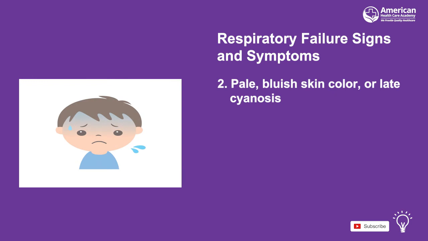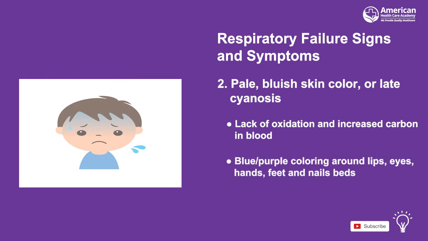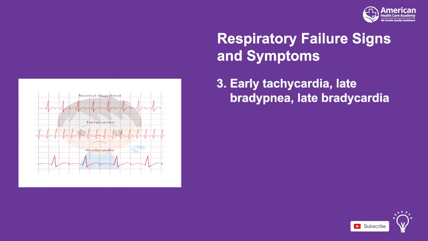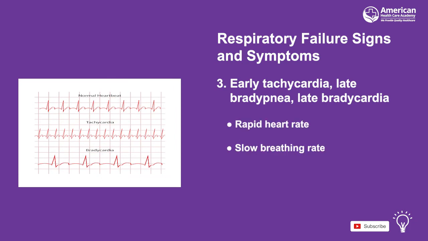Pale or bluish skin color, or late cyanosis. Lack of oxidation and increased carbon in the blood makes it possible for blue or purple coloring to appear around the lips, eyes, hands, and feet, as well as the nail beds. Early tachycardia, which is a rapid heart rate. Late bradypnea, which is a slow breathing rate, and late bradycardia, which is a slow heart rate.